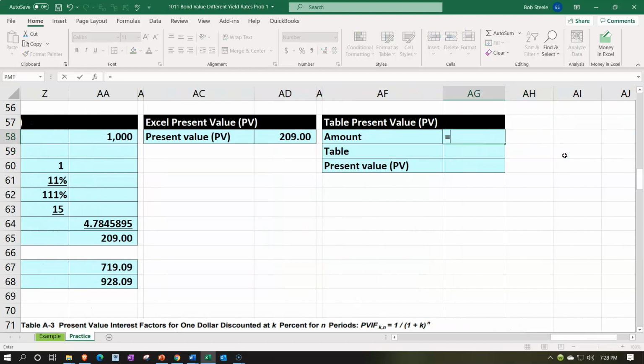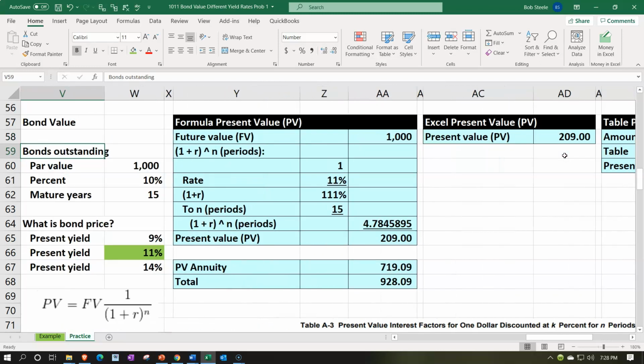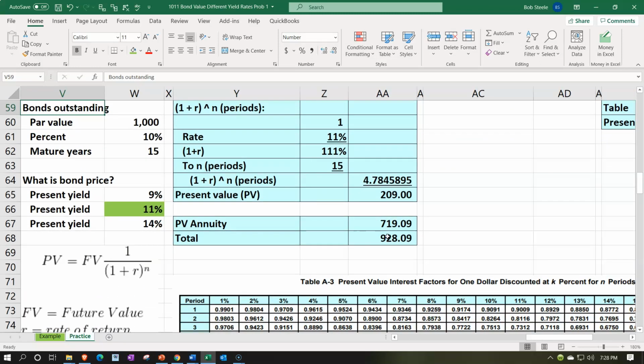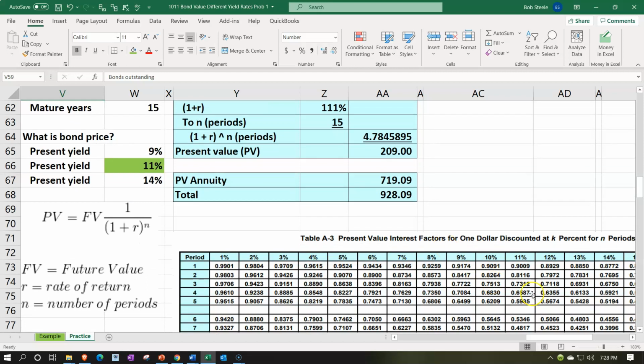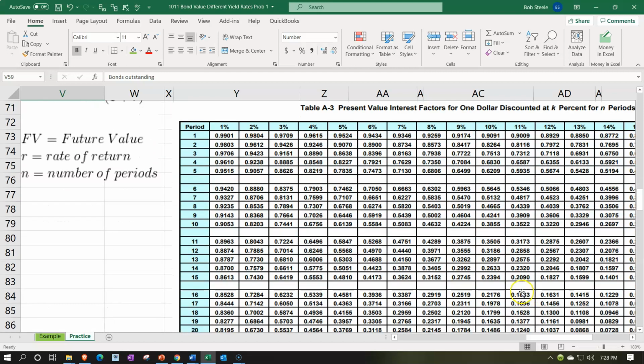Let's do it one more time with the tables this time. 1,000. Making sure we have the proper tables down here, which is the present value of 1, 11%, and 15. 11. There's the 11. There's the 15.